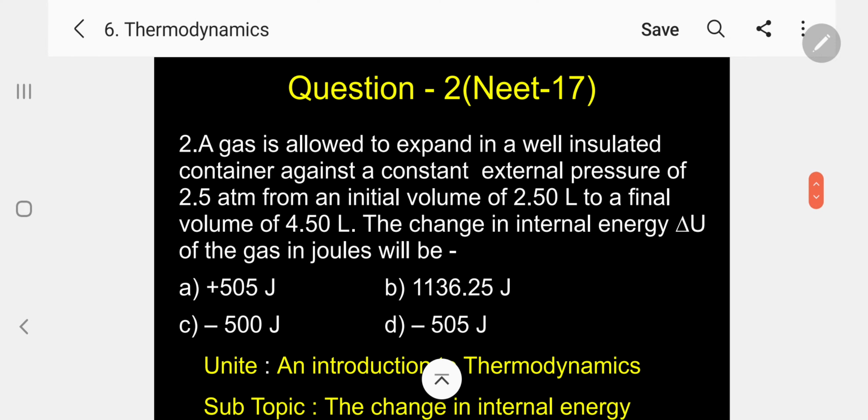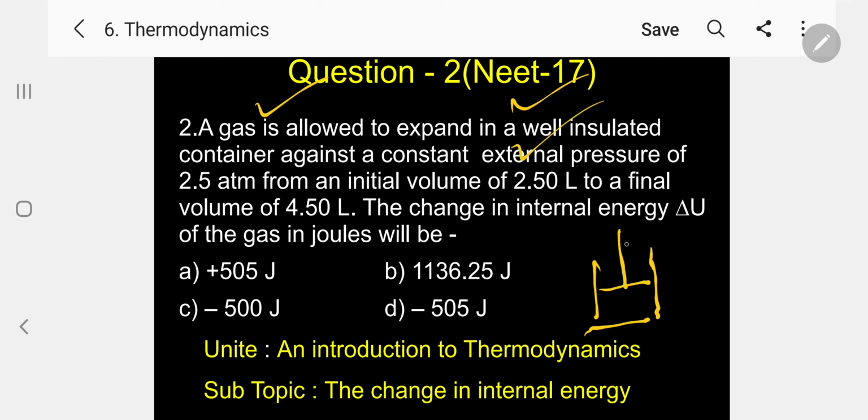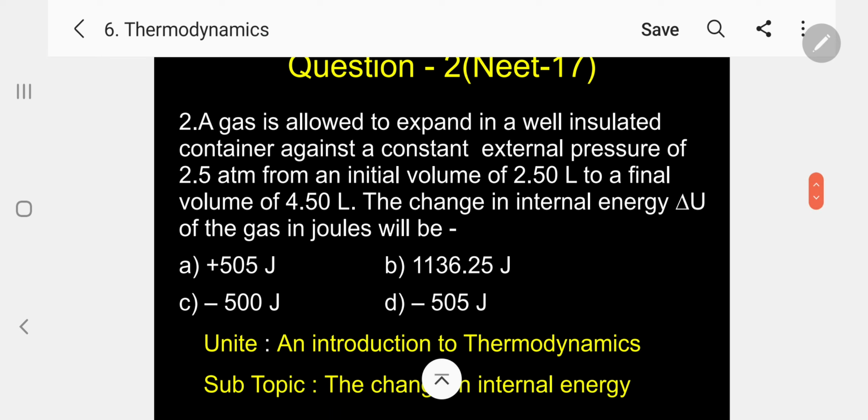Question number 2. It was asked in NEET 2017. It is a problem. Don't be afraid of problems. Understand the problem and substitute suitably. A gas is allowed to expand in a well-insulated container, that means a closed container, against a constant external pressure of 2.5 atmosphere. Suppose this is a container. Imagine we have a piston like this.